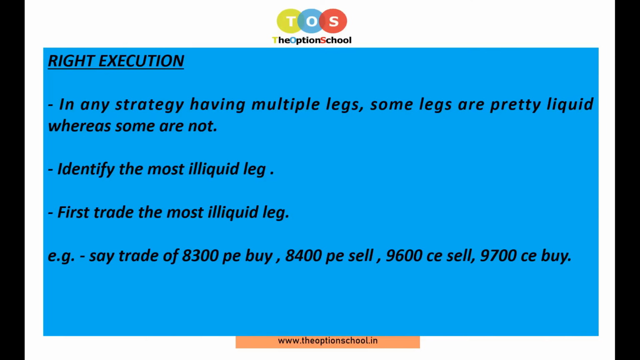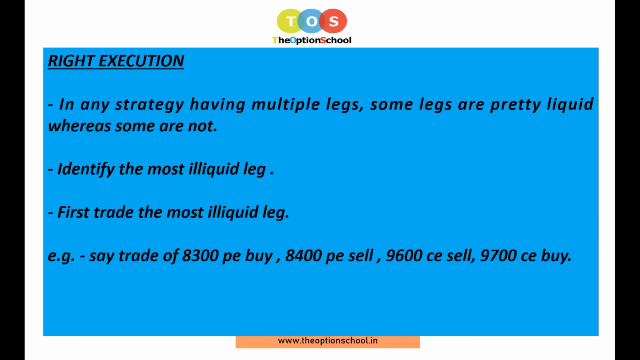I'll give you an example also. Suppose there is a trade wherein you are doing 8300 put buy, 8400 put sell, 96 call sell, and 97 call buy. This is an iron condor with 4 legs. You are buying 83, selling 84, selling 96 and buying 97.